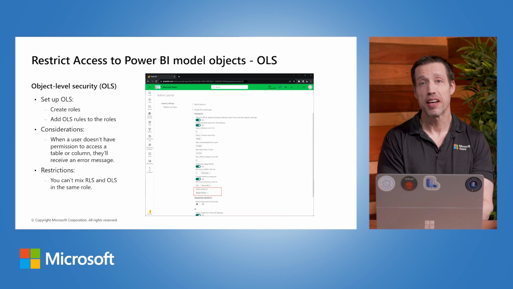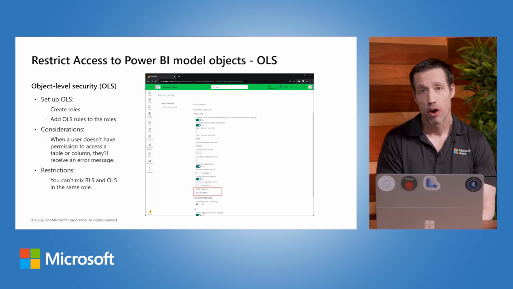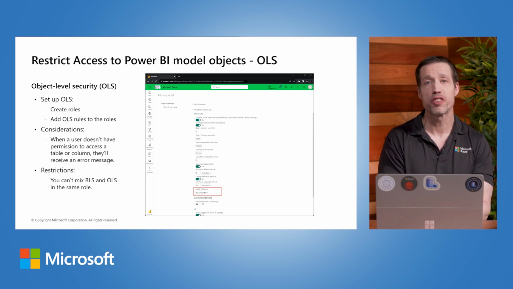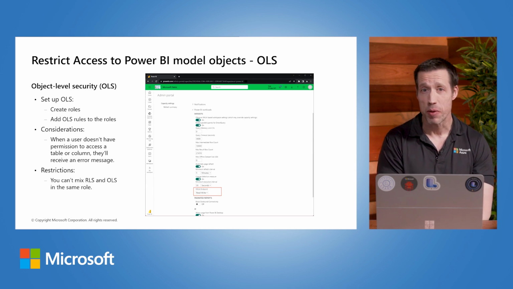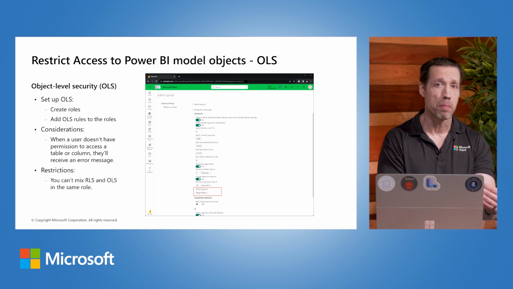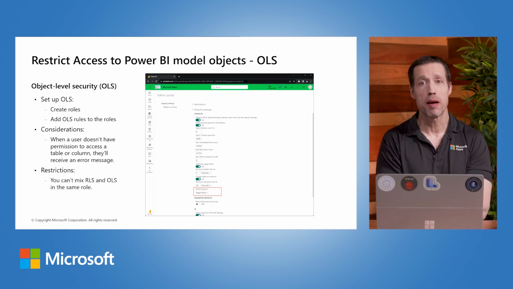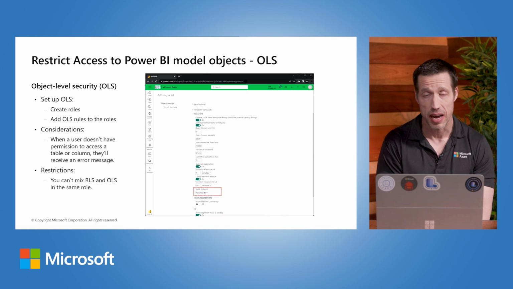When you secure metadata, it's not possible to retrieve information about secured tables and columns by using dynamic management views, or DMVs. OLS is a feature inherited from Azure Analysis Services and SQL Server Analysis Services. The feature is available in Fabric and Power BI Premium to provide backward compatibility for models that were migrated. For this reason, it's not possible to completely set up OLS in Power BI Desktop.